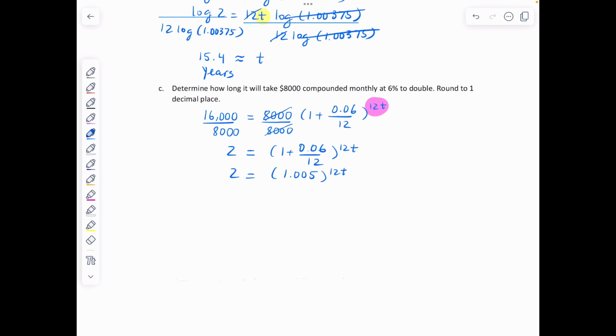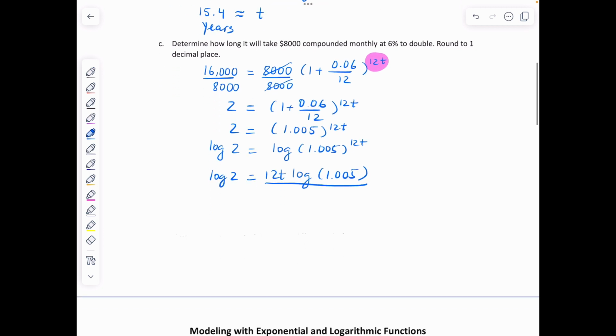And then we can take the log of both sides. Again, you can use log base 10 or log base e. I'm just going to use log base 10. Using the power rule, we move the 12t to the front, and we'll end up with this. And on this side is log of 2. Then we just divide both sides by 12 log of 1.005.